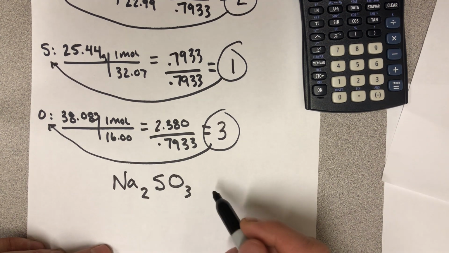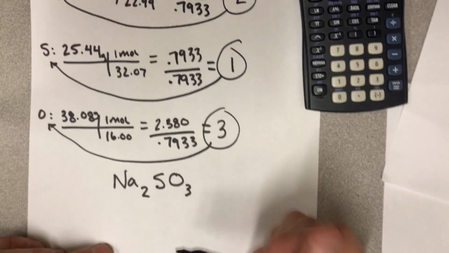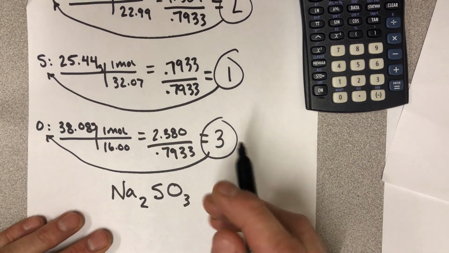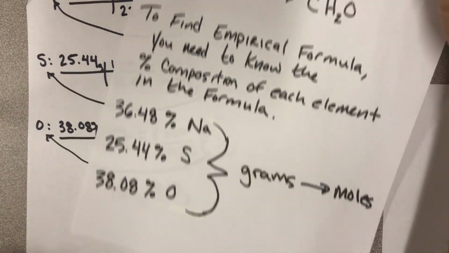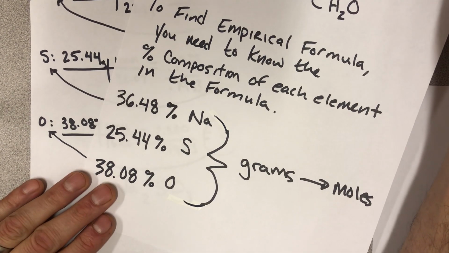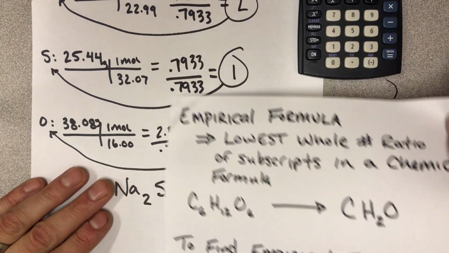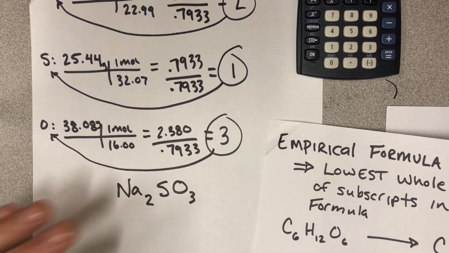and that turns out to just be the empirical formula of this compound. So that's probably the easiest scenario that you'd come across, where you're given the percentages in the problem, and then you can just convert to moles, divide by the lowest number of moles, and those are your subscripts. Now it can be a little bit harder.